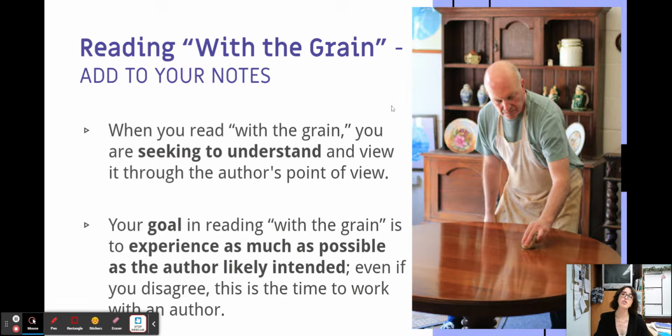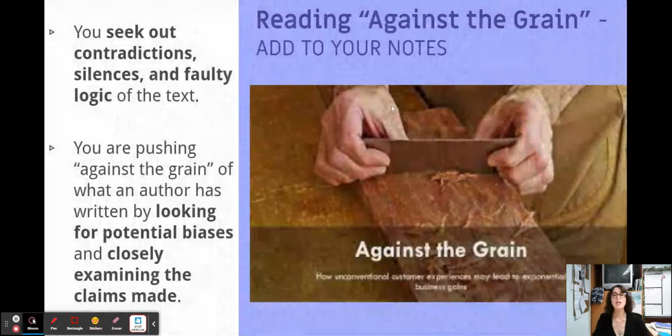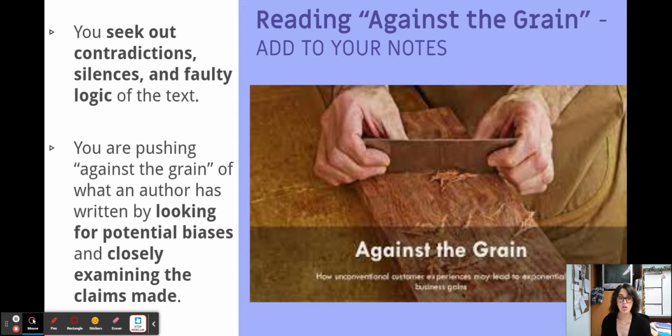So then the opposite of that, and usually this is the second time somebody reads things, is you are now going against the grain. So it's a bit harder, it's a bit more rough, as it would be when you were working with wood. So you're looking for the contradictions. Where are they silent? Do they have faulty logic? Are they making large generalizations? Do they have a bias? Do they have all the information? Where's their evidence for some claims that they might not have evidence for, right? So you're closely examining the claims that are being made in order to challenge them a little bit, right?